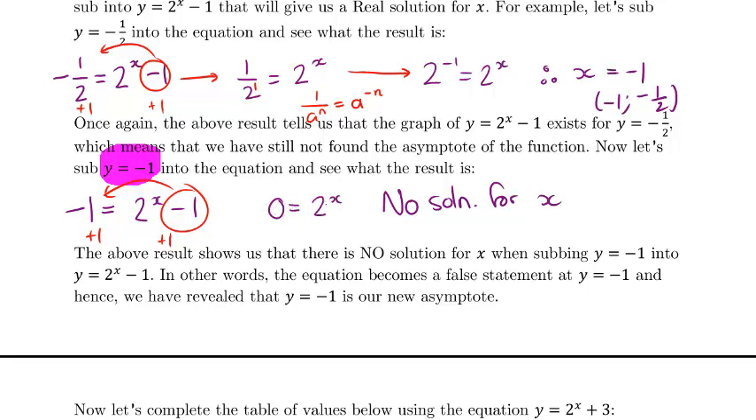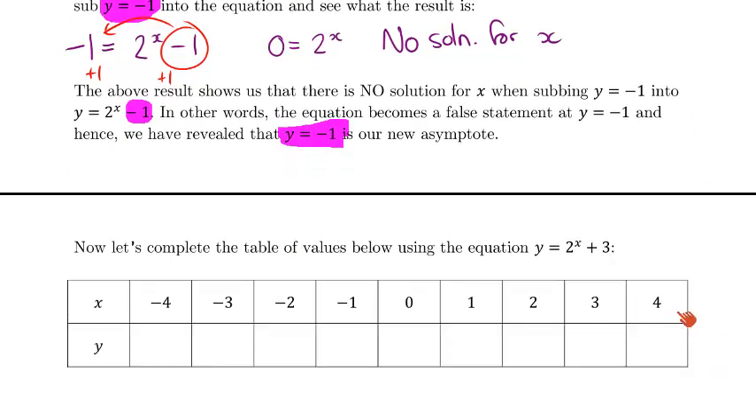This is impossible. This above result shows that there is no solution for x when subbing y equals minus 1 into y equals 2 to the x minus 1. What do you know? When we sub that q value into the equation of the function, we end up with that false statement, which shows that the asymptote is at y equals minus 1, what that q value happened to be. In other words, the equation becomes a false statement at y equals minus 1, and hence we have revealed that y equals minus 1 is our new asymptote. How convenient. It's the same as the q value there.